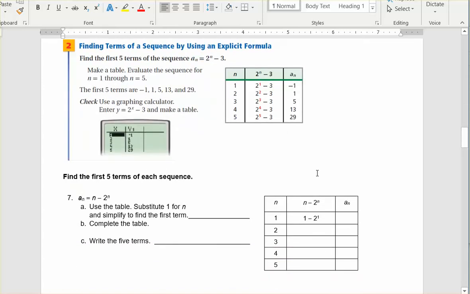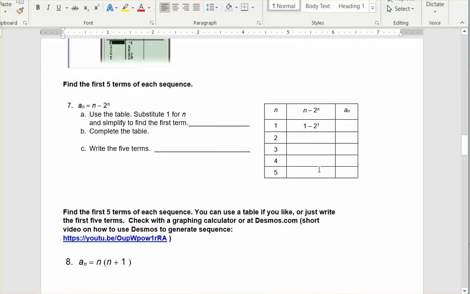So let's look at using the explicit formula. There's specific explicit formulas for arithmetic and geometric sequences, but any sequence can have an explicit formula. If you know what it is, then you can use that to find the missing terms. So here's our explicit formula. It says that a sub n is equal to n minus 2 to the nth power. So I'm going to use this table to help me fill this out.